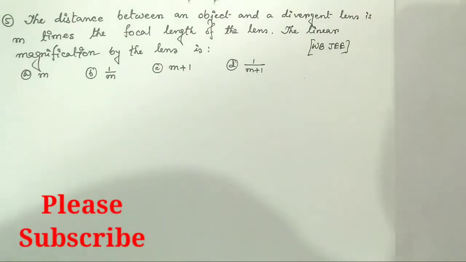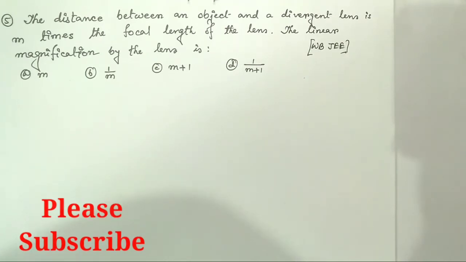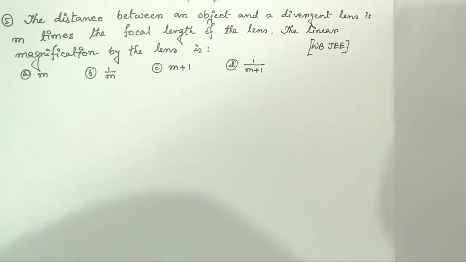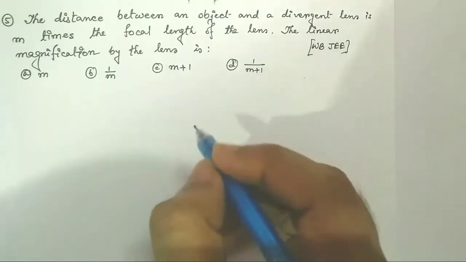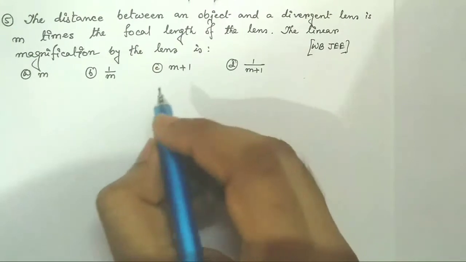Question number 5. The distance between an object and a divergent lens is m times the focal length of the lens. The linear magnification by the lens is option A m, option B 1 by m, option C m plus 1, or option D 1 divided by m plus 1. Very much important and very easy question.